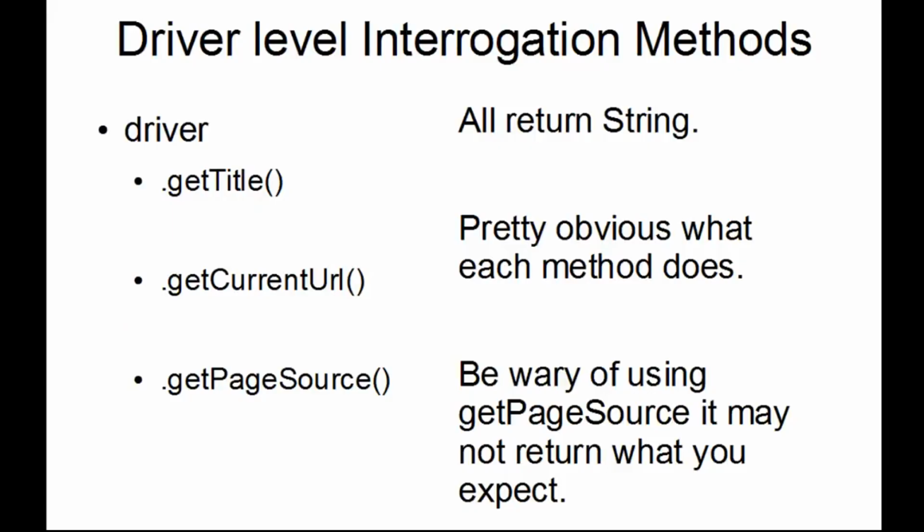So our driver level interrogation are where we can get the title, we can get the current URL, we can get the page source. It's pretty obvious what these things do. It's pretty obvious how you use them. You do driver.getTitle. Now page source itself, you have to not necessarily rely on that too much, because it may not be returning what you expect. It may not be exactly what you're seeing on the screen, and it may not be in the format you expect.